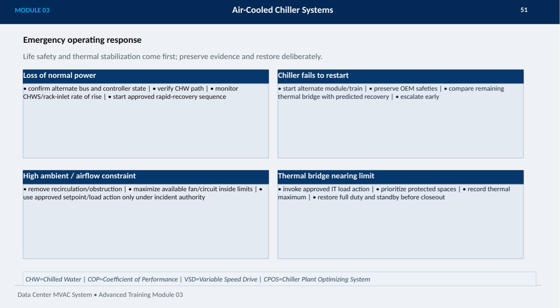When there's a loss of normal power, you need to confirm the alternate bus and controller state, verify the chilled water path, monitor the chilled water supply and rack inlet rate of rise, and start the approved rapid recovery sequence.